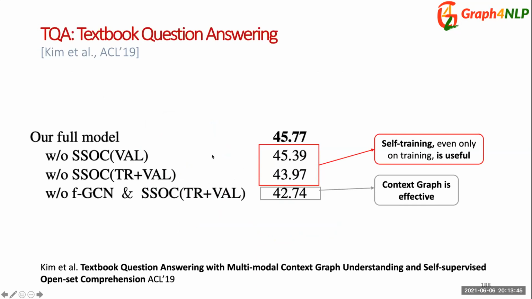You can see the self-training is very effective. Even just the self-training over the training data is already useful. And of course, the most useful thing is really the context graph. You can see the largest drop when we remove the context graph.